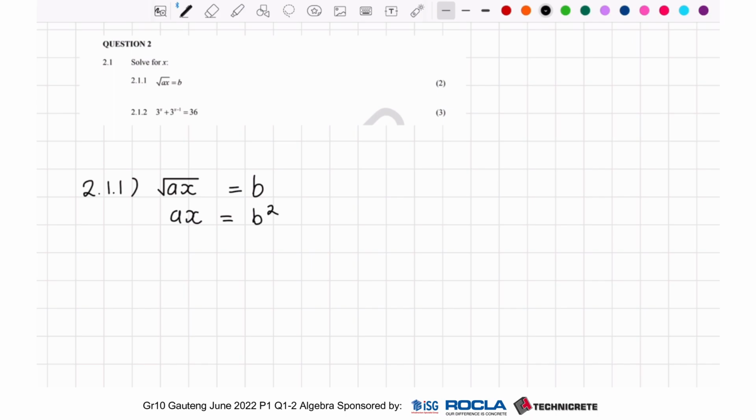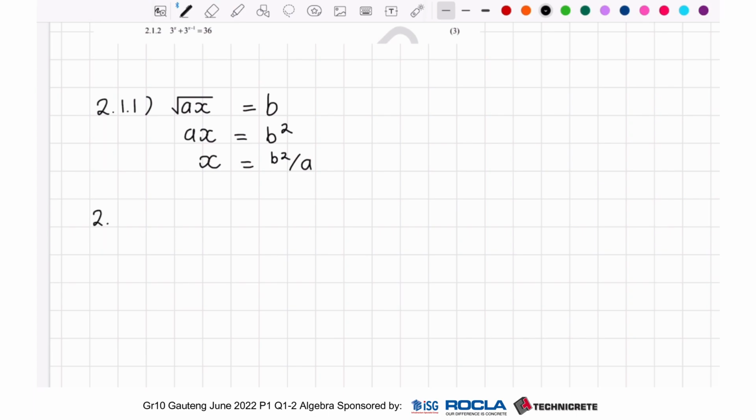And now I want to get x on its own, so I need to divide by a on this left-hand side, but this is an equation. Then again, I want to get x on its own, so I've got to divide the left-hand side by a, and as I've got an equation, I need to do everything on the left-hand side as I do on the right-hand side. So on this side, I'm also dividing by a, and on the left-hand side, I'm just left with x. And here I have b squared over a.